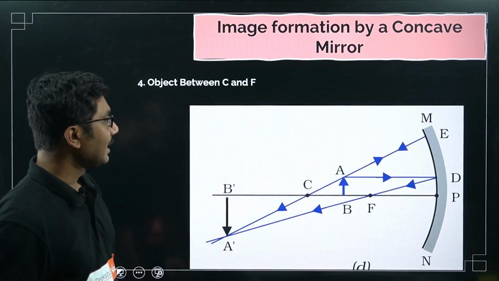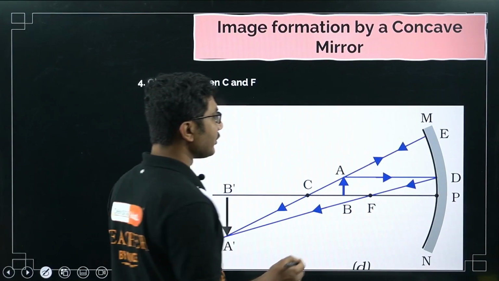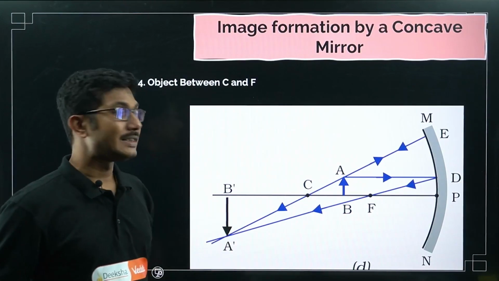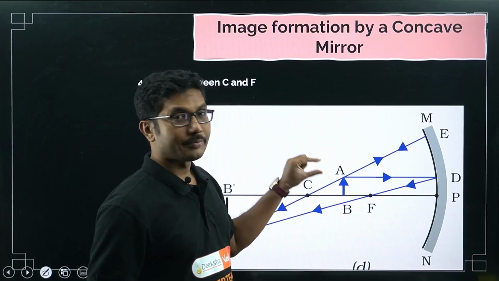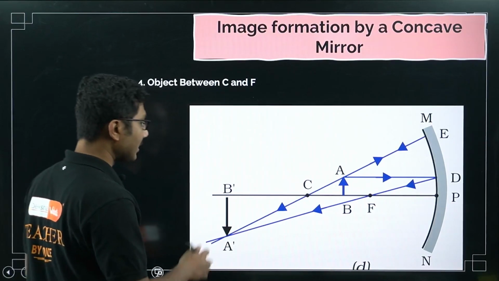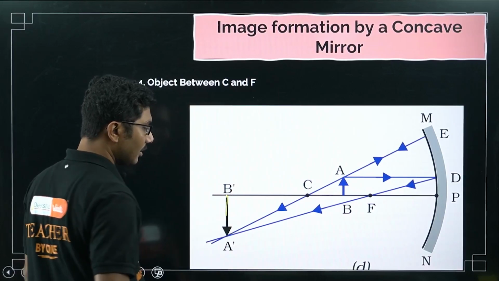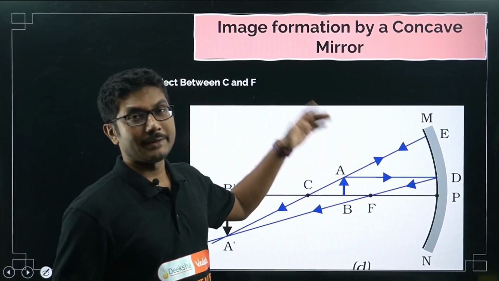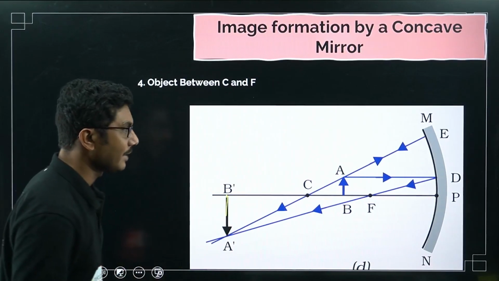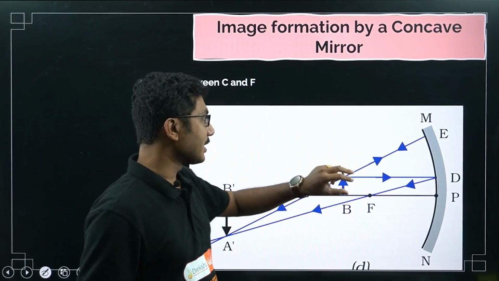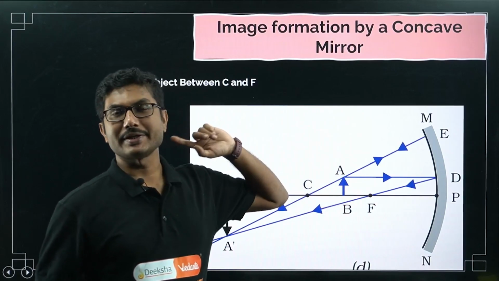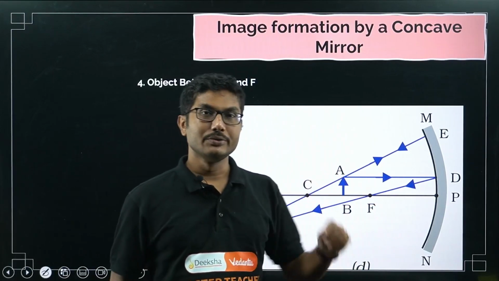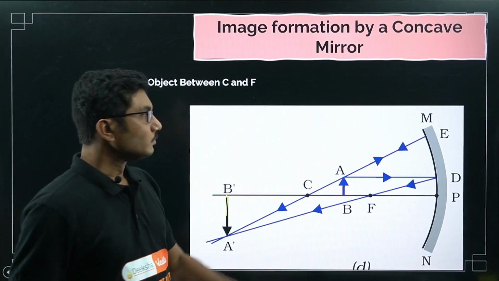Now what next? I said this diagram you can also draw, but in this case, when the object is between C and F, you keep the size of the object smaller. Because the final image will be extended, it will be bigger than the object, so you have to keep this object smaller. In previous cases, the size of the object does not matter. In this case you have to keep the size of the object smaller. In previous cases, suppose you use the object as a 2 centimeter arrow, then in this case you will use a 1 centimeter arrow.